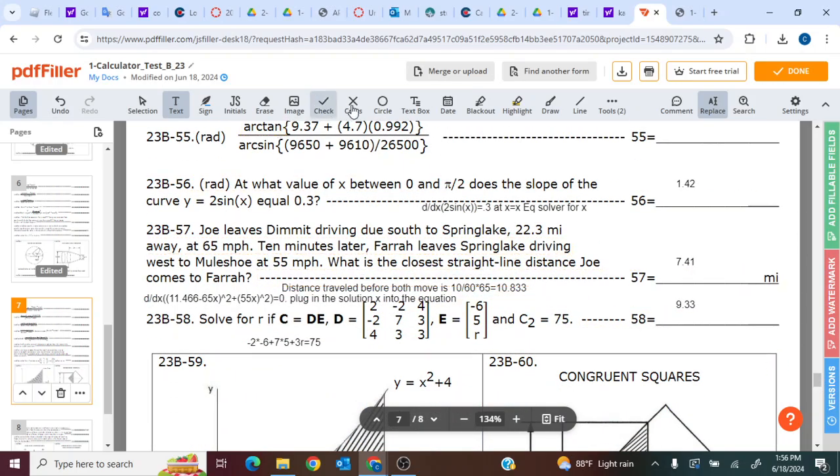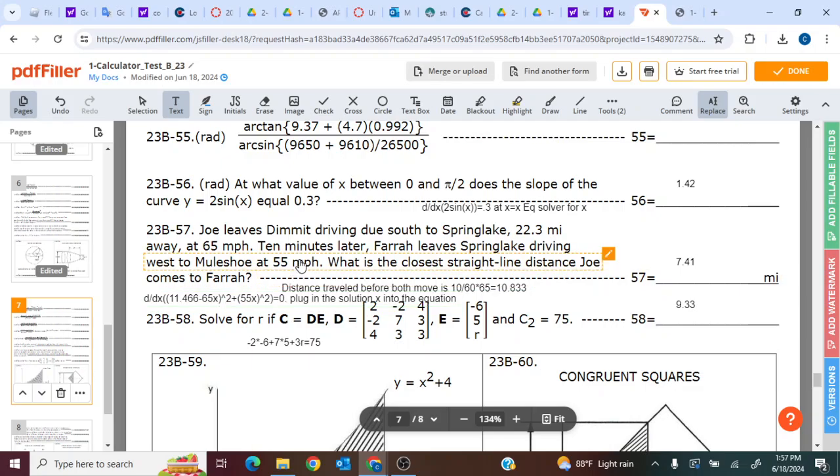57, this is going to be a distance problem. You're wanting to find the closest approach. So first off, we need to figure out how far apart they are when both of them move. I guess I'll read out the problem. Joe drives due south to Spring Lake, 22.3 miles away at 65 miles per hour. 10 minutes later, Farrell leaves Spring Lake, which is where he's going, driving west over here. And you have to figure out what the closest straight line approach is.